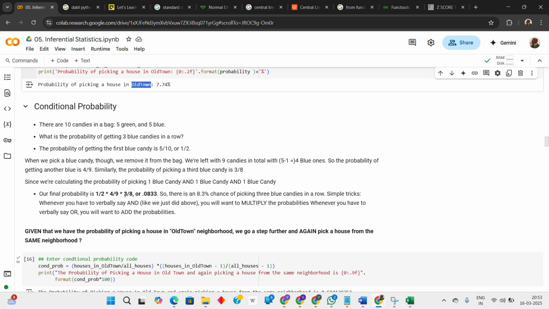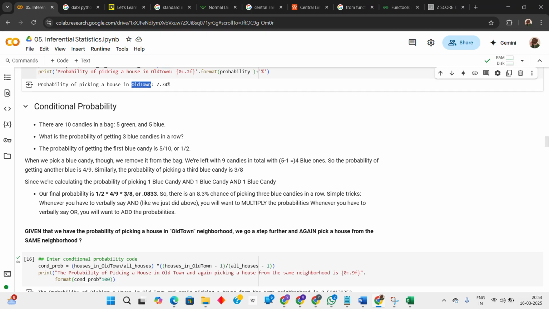Third candy means now we have only 4 blues. Out of 4 we have to subtract 1, then 3, so 3 by 8. If you multiply these three, then you will get 0.08. Means only 8%, 0.08 into 100. 8% chance only, if you pick three candies one by one, that they are all blue.